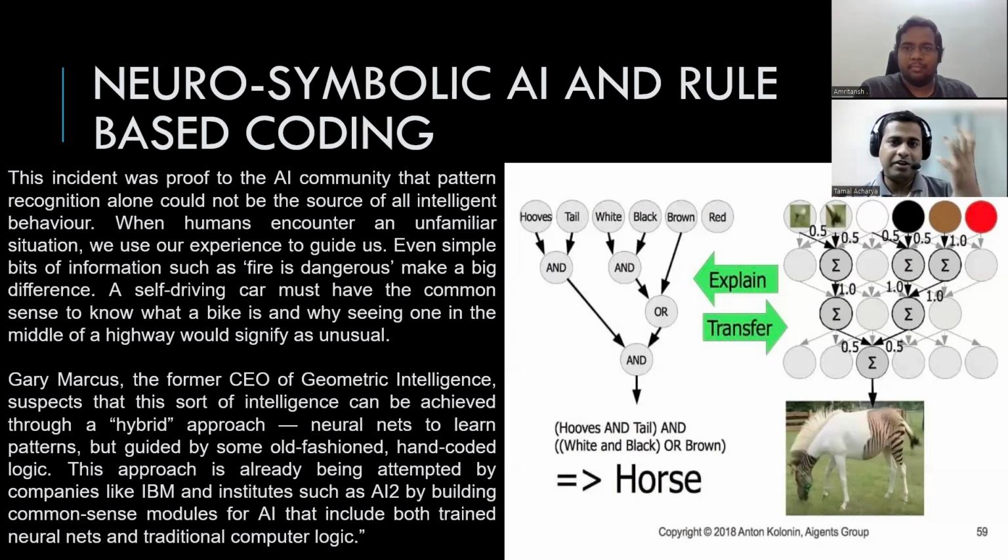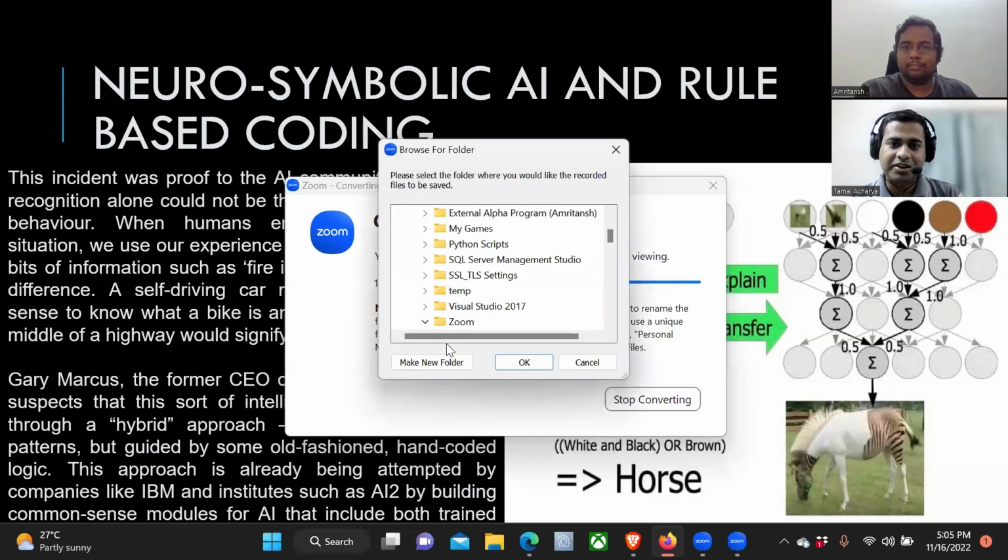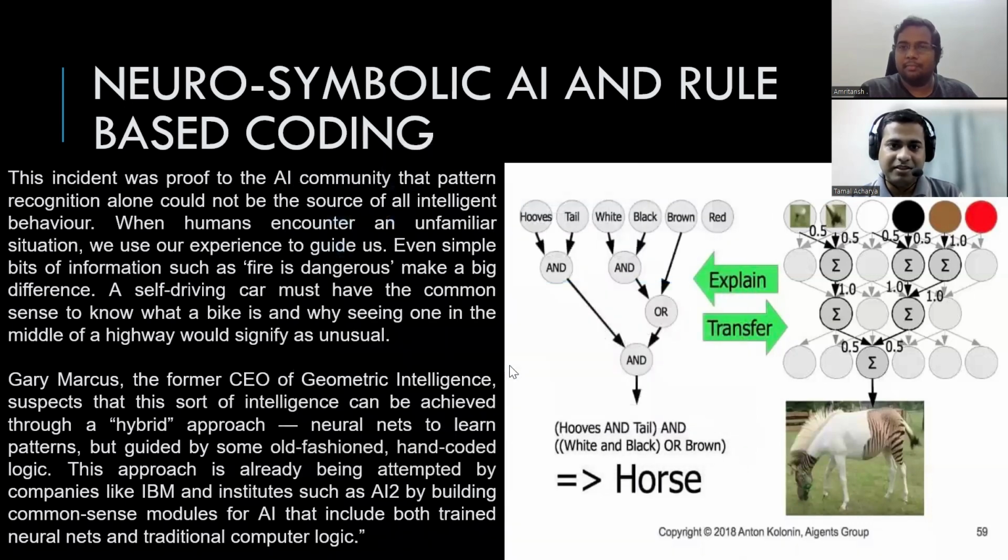On one hand, you have neural networks. On the other hand, you have symbolic AI. When you combine them, you get a hybrid system which will be able to tackle many scenarios which neither was able to tackle alone. This is why it comes into the picture. If I go by this picture, the picture says that it should identify a horse. How do we identify it? The left-hand side is where symbolic AI comes in: hooves and tails, then white, black, and brown. When we combine all these things using an AND or OR, we get a logic: then it's a horse.